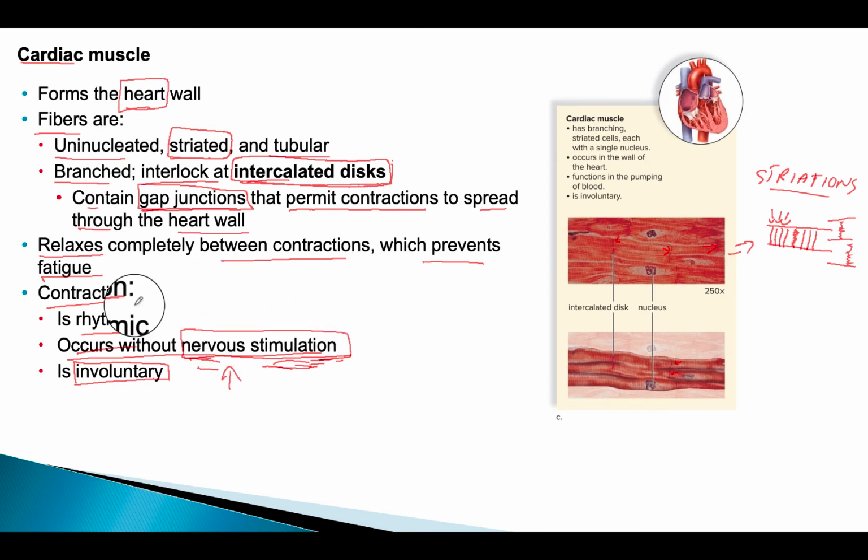The next slide has a little bit of text. It shows that cardiac muscle is branching. The cells are striated, each with a single nucleus, just like the smooth muscle. It occurs in the wall of the heart. Sorry, we didn't mention the function yet. It has one function, and that is to pump blood throughout the body. And once again, it is involuntary.